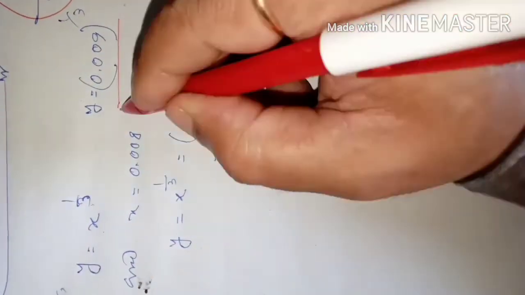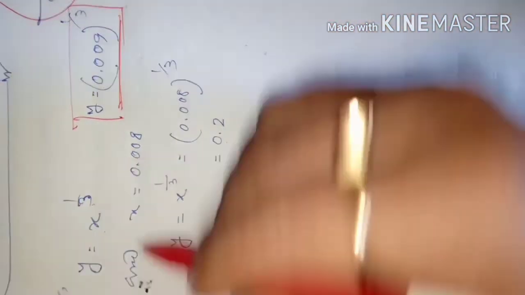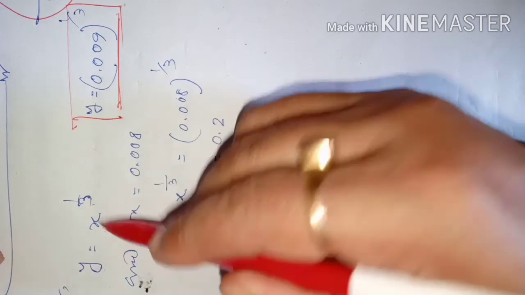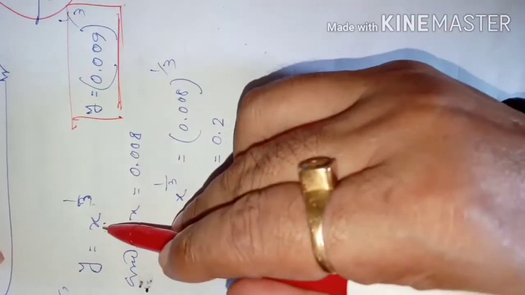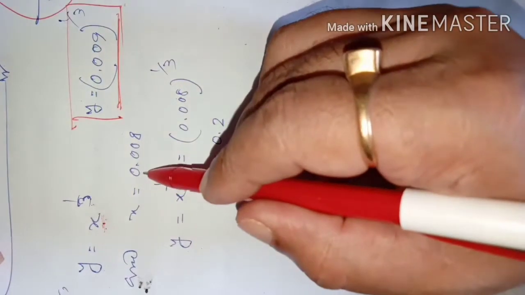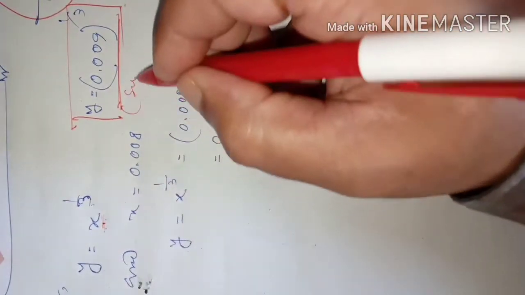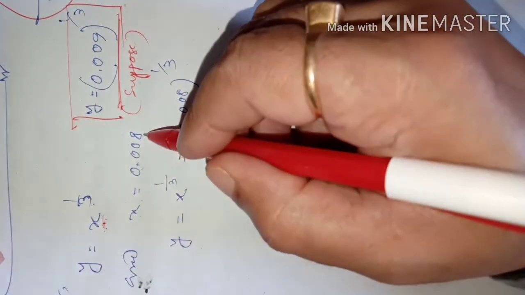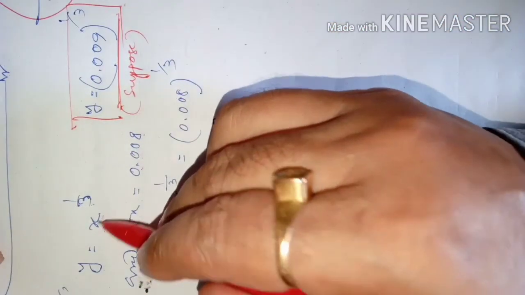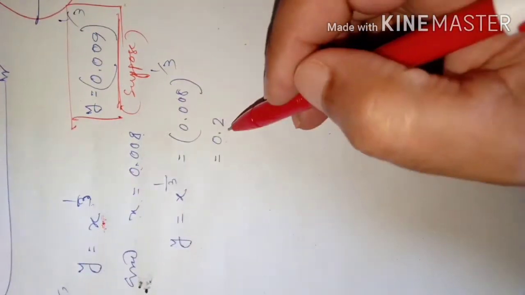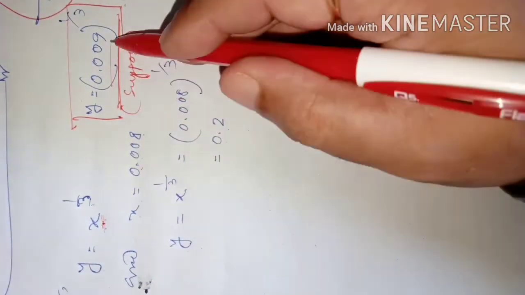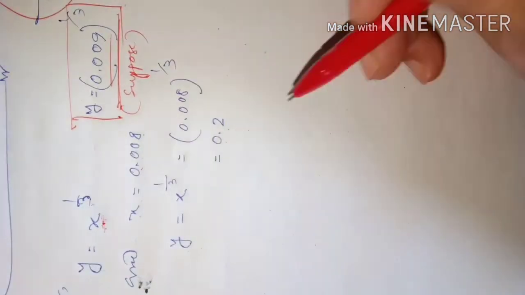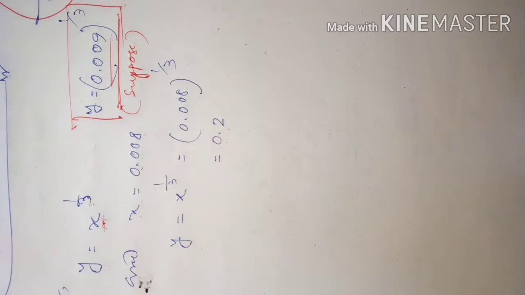So we will consider the function that way. That means y is equal to x to the power of 1 by 3, and for that x we will consider a preliminary value. Suppose x is equal to 0.008, because if we take x is equal to 0.008, its cube root easily you can say is 0.2. Now our given number is 0.009, whose cube root is required. So now we will find out the cube root of this number.